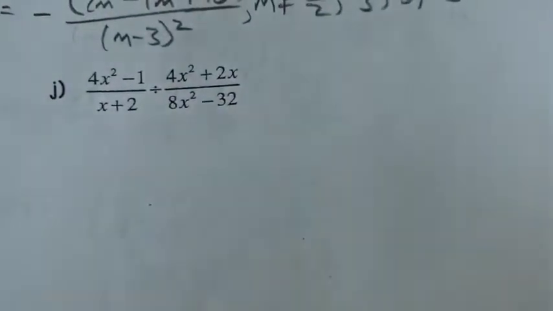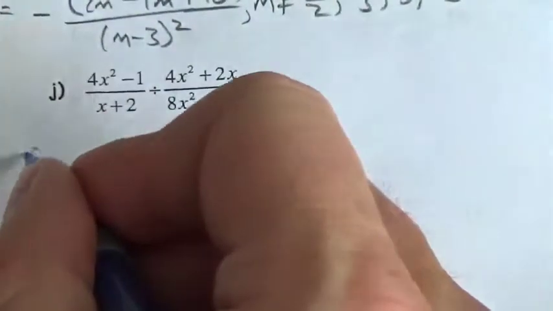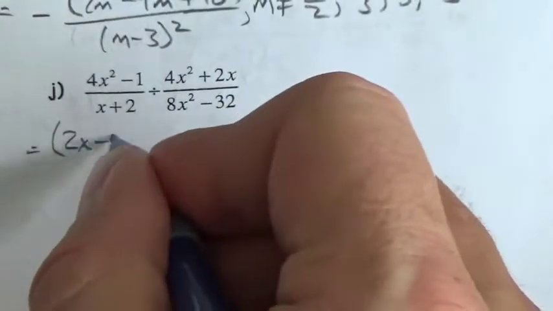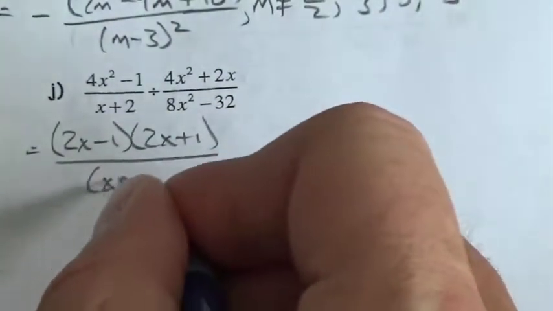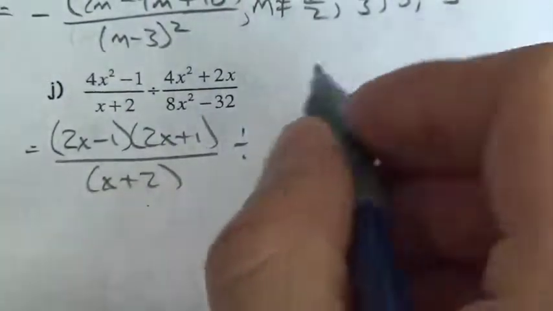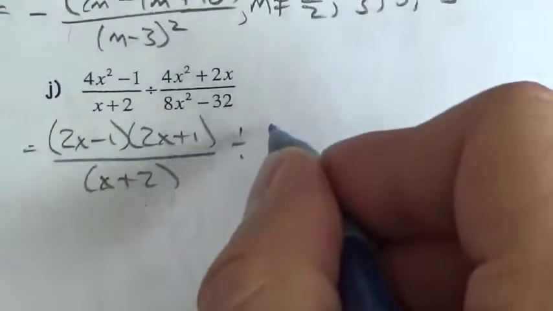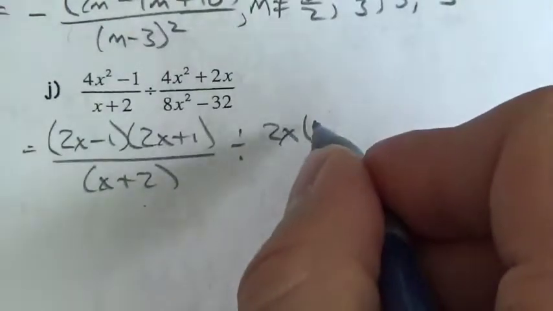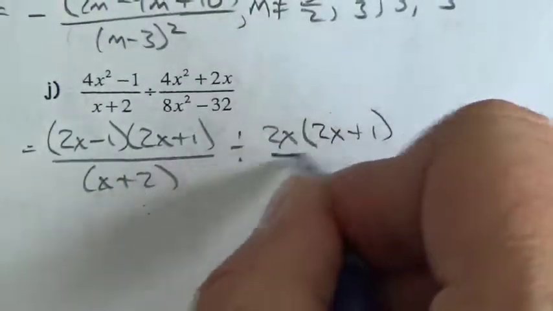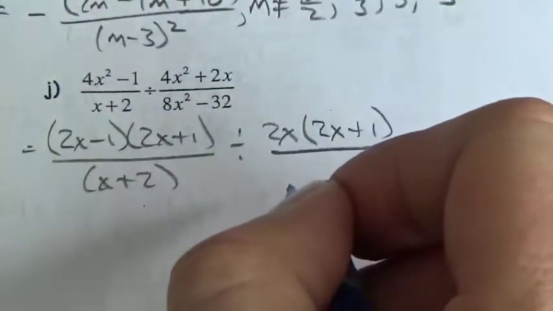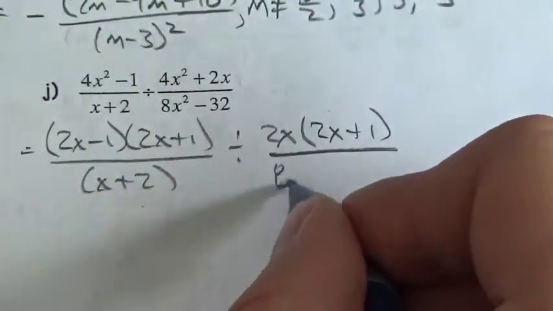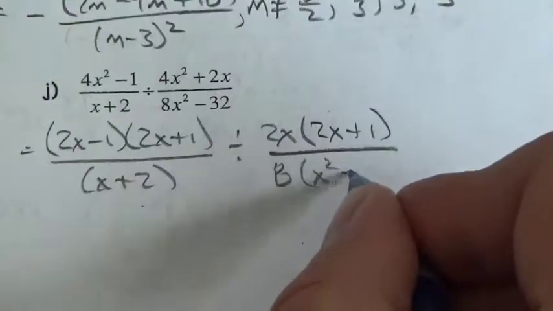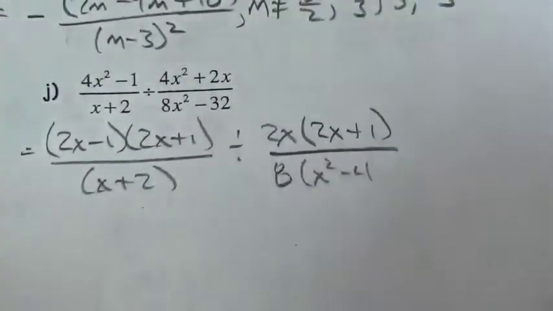This one. Again, it's a division statement. Let's factor. So that numerator is a difference of squares. 2x minus 1, 2x plus 1, all over x plus 2. Divided by, okay, now here I've got a common 2x. It's going to leave me 2x plus 1. Here, if I take out the 8, that's going to leave me with x squared minus 4, and I'm really lazy.